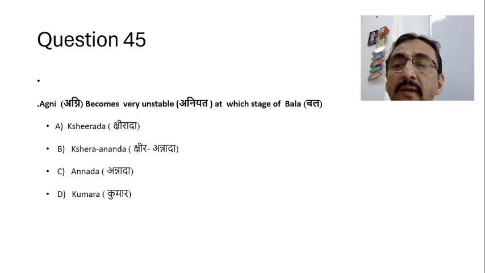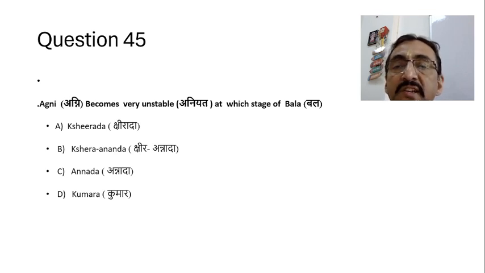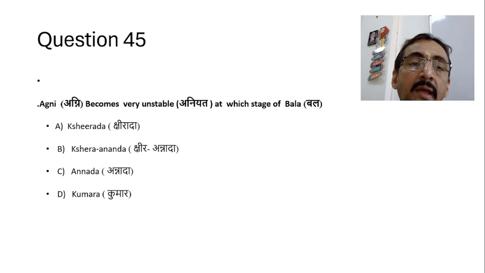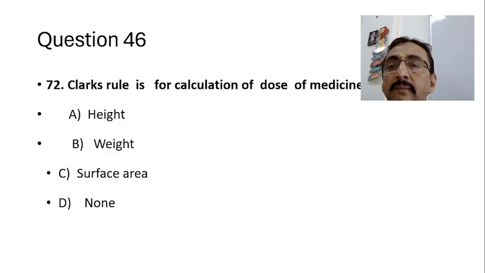The remaining one is Kshira Annada. Kshira Annadasyaha aniyamatoho agnihi. So Agni is very unstable. Sometimes it is good, sometimes it is bad. So it is in Kshira Annadavastha where Agni is very, very unstable. Aniyamita, aniyata of the Agni. Okay, so the correct answer is Kshira Annadavastha. Go to the next question.